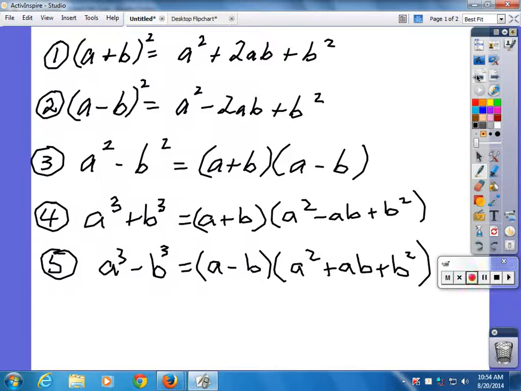There are times where you have to use the FOIL method. In this class, 5% of the time. There are times you have to use the quadratic formula, 2% of the time. The rest of the 90% of the time, you're going to use completing the square. Okay? All right, so let's do another one.